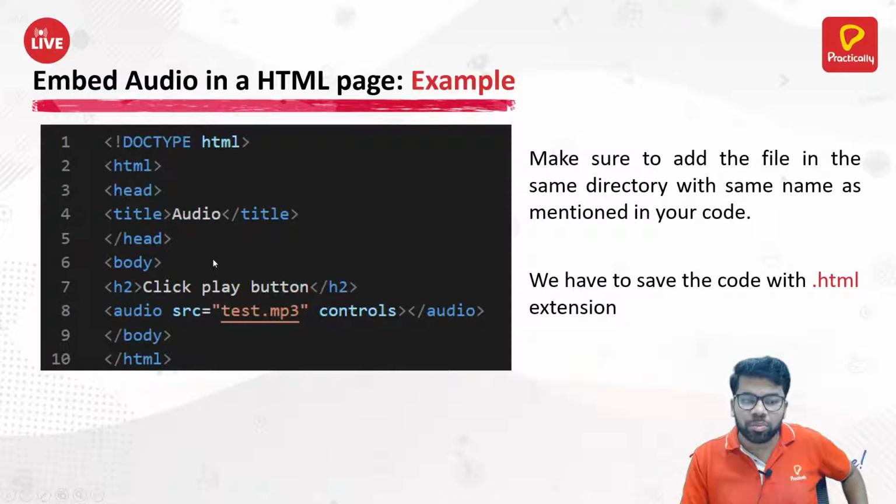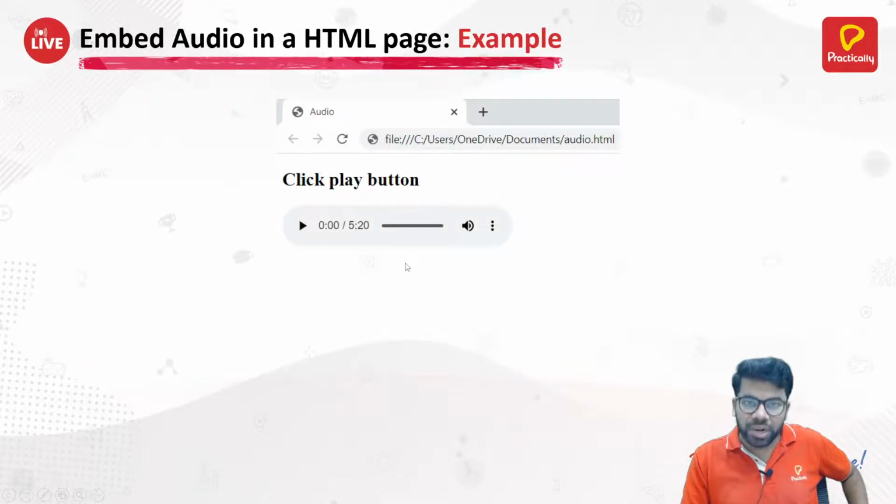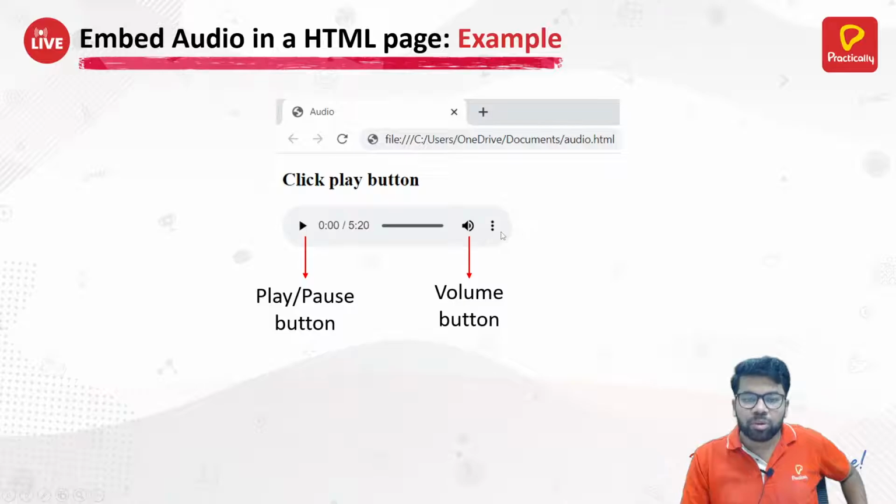Whenever we write this program and execute it with the help of any web browser, we will get the output like this. From here we can play and pause the audio. From here we can increase the audio volume. From here we can increase or decrease the playback speed.